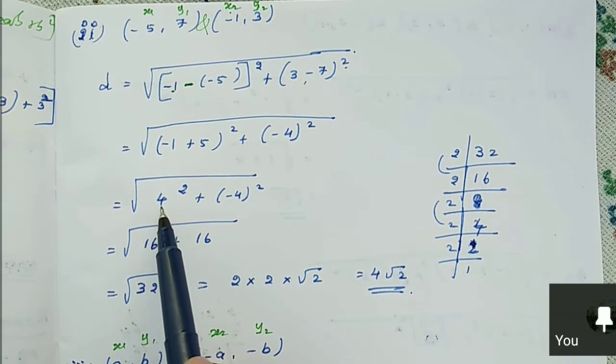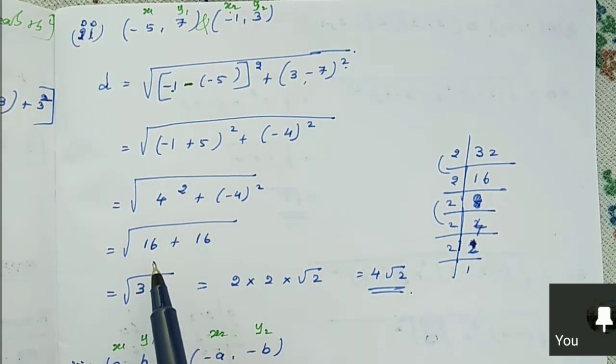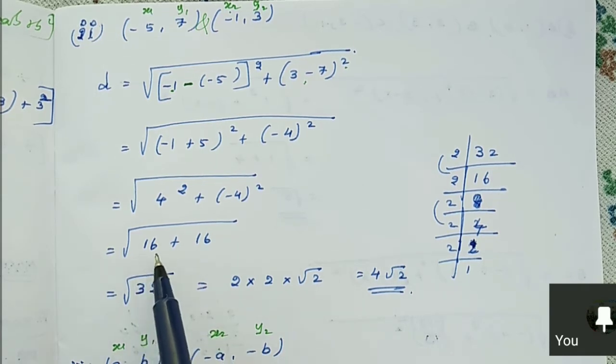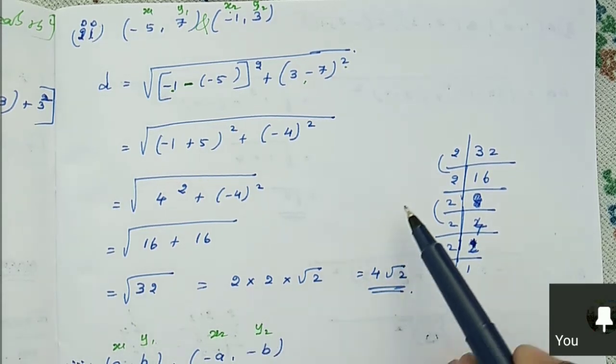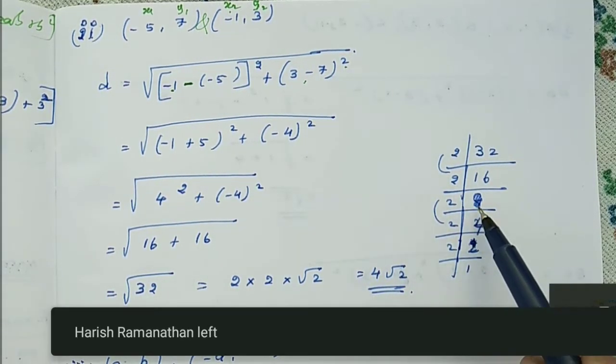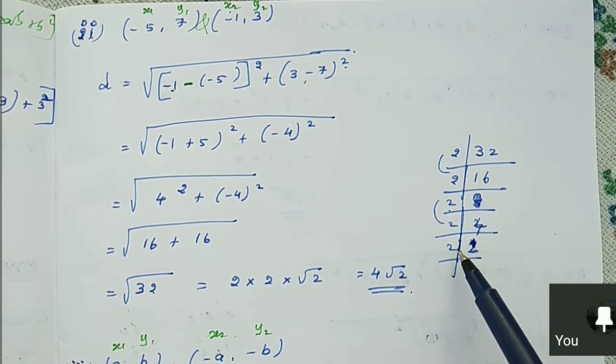Then 4 square plus minus 4 square. So 4 square became 16. Minus 4 square became 16. So 16 plus 16 became 32. Then you can factorize the 32. When you divide 32 by 2, it became 16. 16 divided by 2 became 8. 8 divided by 2 became 4. 4 divided by 2, 2. 2 divided by 2, 1.